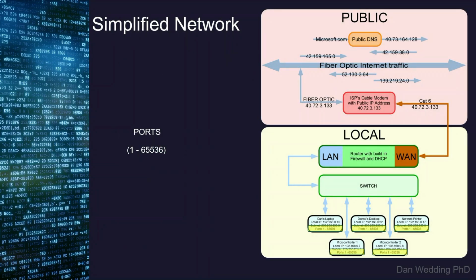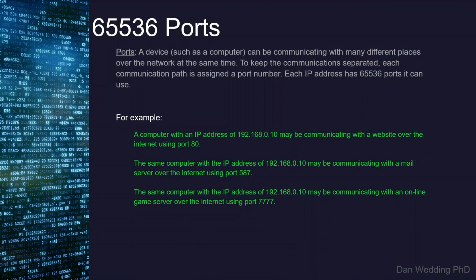Ports. A device, such as a computer, can be communicating with many different places over the network at the same time. To keep the communications separated, each communication path is assigned a port number. Each IP address has 65,536 ports it can use.